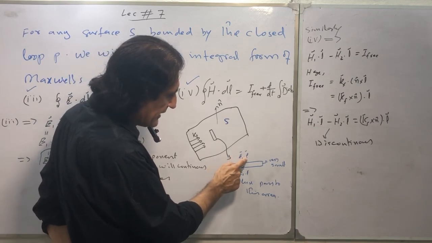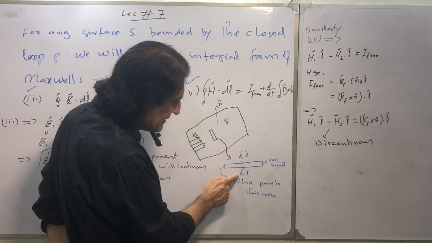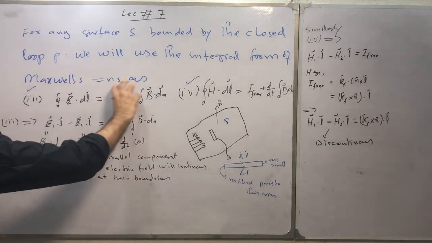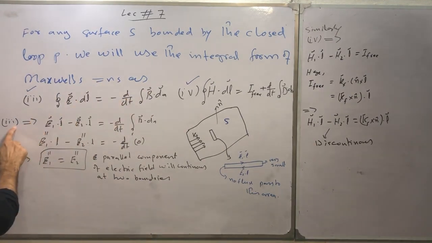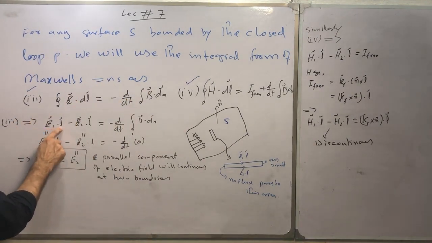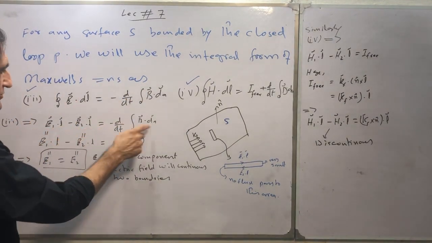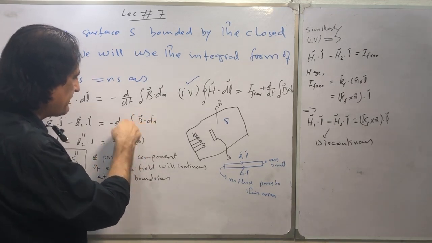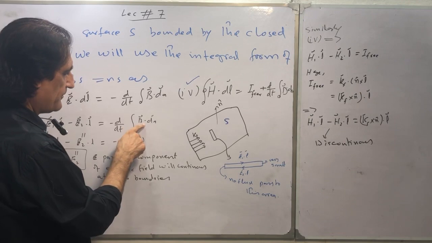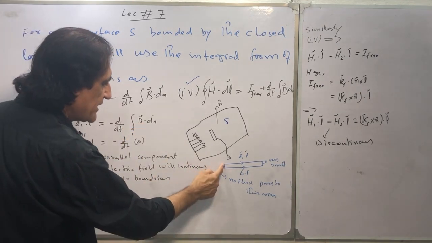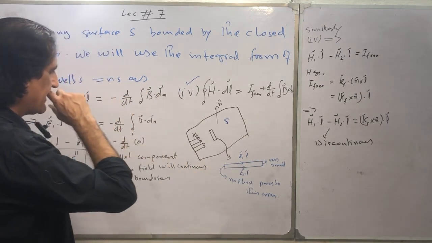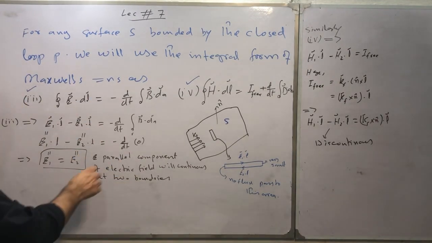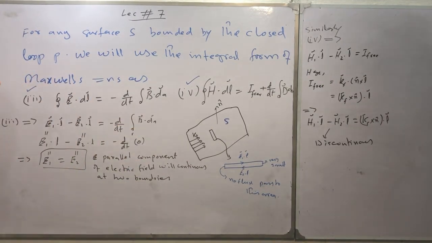Then E1·L minus E2·L, and we use the third equation here. E1·L minus E2·L is equal to this term, but here the magnetic flux is 0. This area is very small, and no flux passes through it, so this is equal to 0.